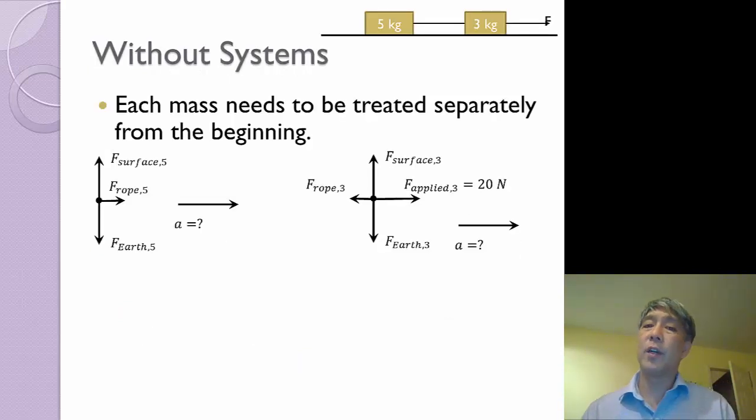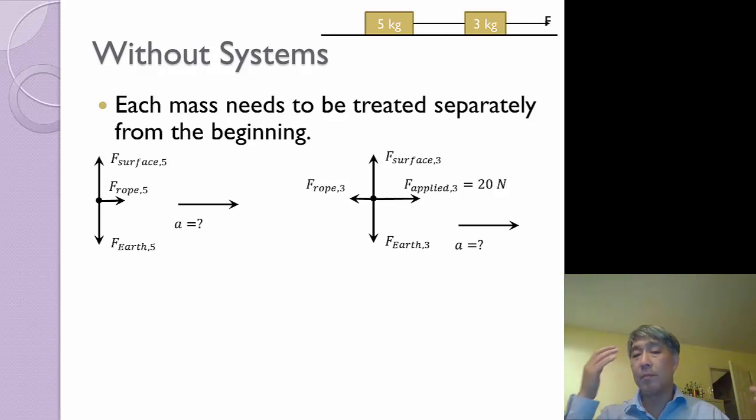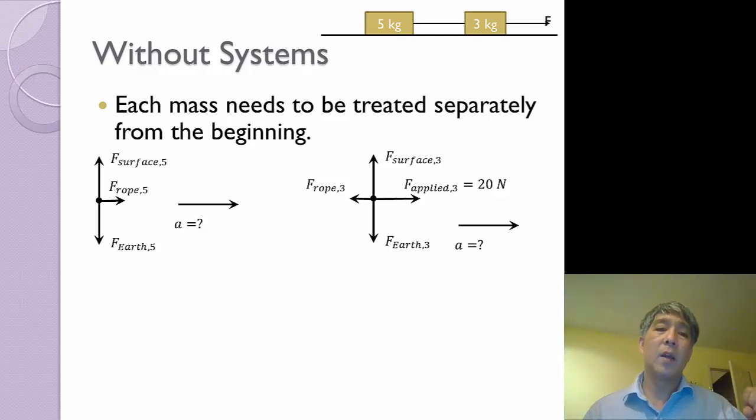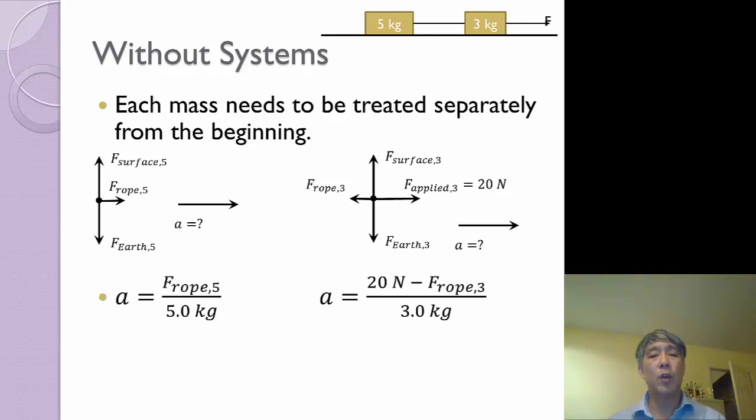If I don't treat it as a system, I'm forced to treat each object separately, just like we did on the free body diagram practice at the beginning of this unit. The last problem had those two blocks. You have to do two free body diagrams. Both objects have the same acceleration, so that's a variable I'll have to solve for. The force of the rope is also the same because it's only one rope. But I would end up with these two equations.